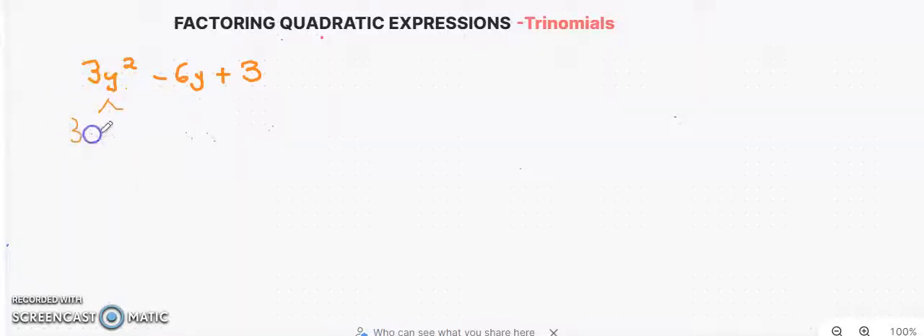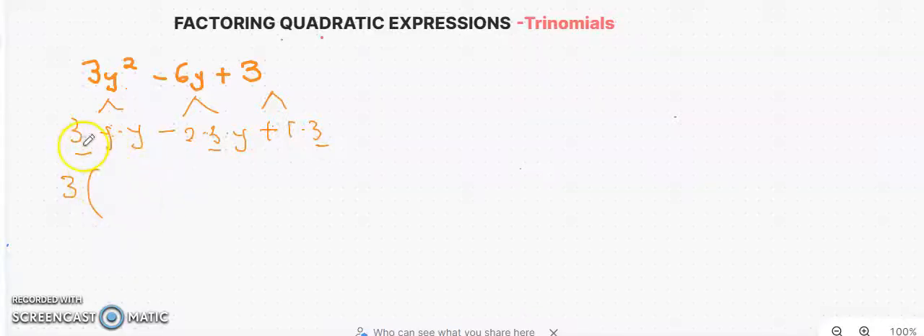We have 3 times y, minus, we factorize 6y, we have 2 times 3 times y, plus, we factorize 3, we have 1 times 3. So now, let's see, are there common factors? We can see that 3 is a common factor. So what we do is that we take it out. If we take 3 out from 3 times y, we're left with y squared, minus, we take 3 out from the side, we're left with 2y, plus, we take this 3 out and we're left with 1.